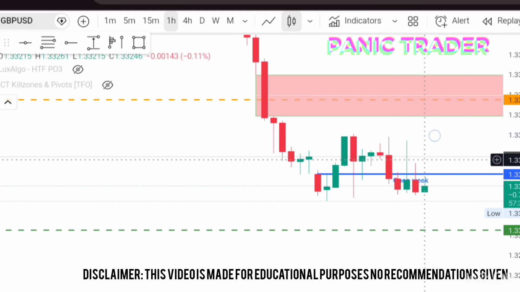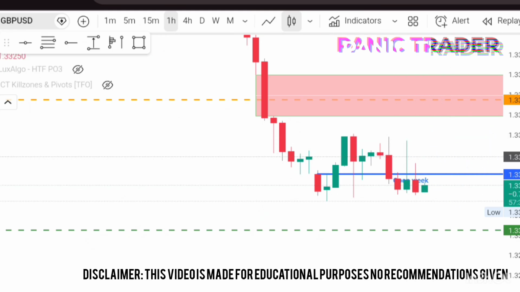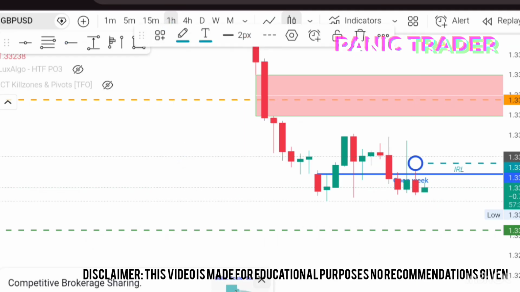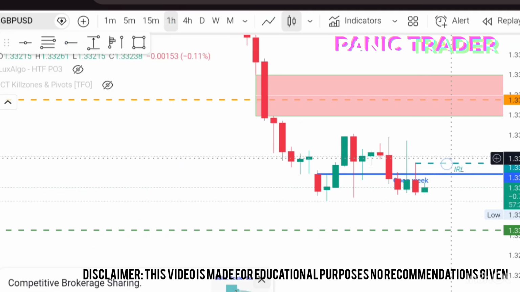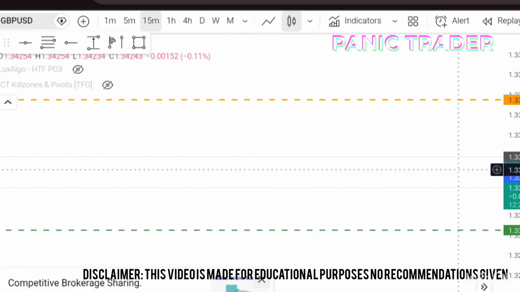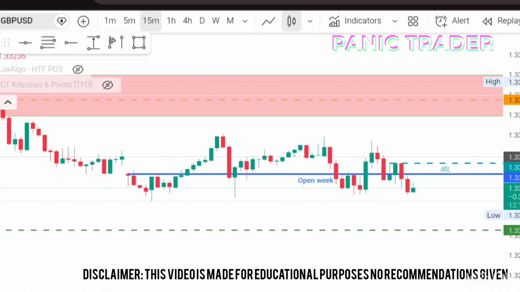So I don't see any other liquidity on the upside. The bare minimum liquidity which I can see for selling levels will be this high. After going to this high, I will look for selling levels in GBP. Until then I will be waiting for any probable moves.